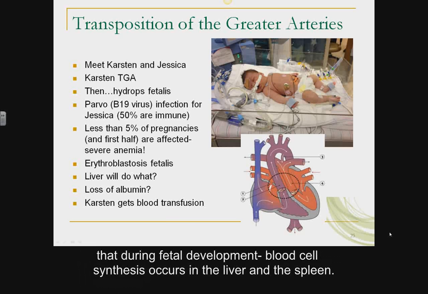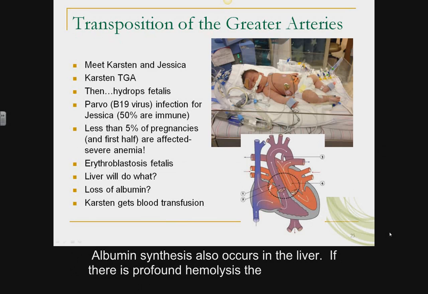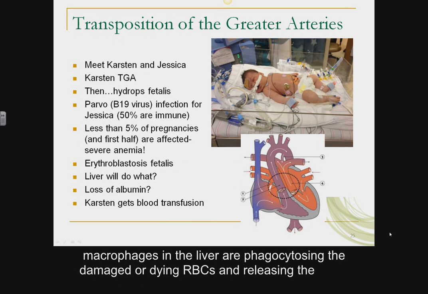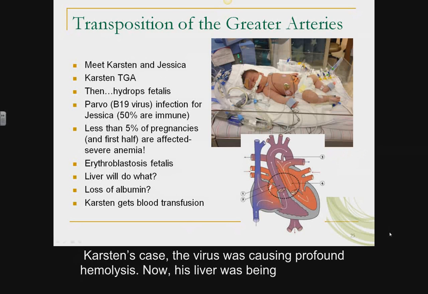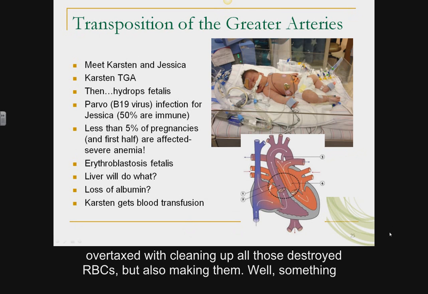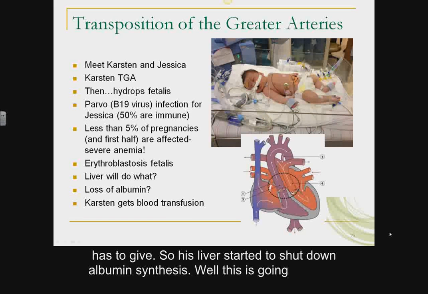Now I'll remind you from anatomy and physiology that during fetal development, blood cell synthesis occurs in the liver and the spleen. Albumin synthesis also occurs in the liver. If there is a profound hemolysis, the macrophages in the liver are phagocytosing the damaged or dying red blood cells and releasing the amino acids and iron so they can be reused. Well, all of that happens in the liver. So in Karsten's case, the virus was causing profound hemolysis. Now his liver was being overtaxed with cleaning up all those destroyed red blood cells, but also making them.